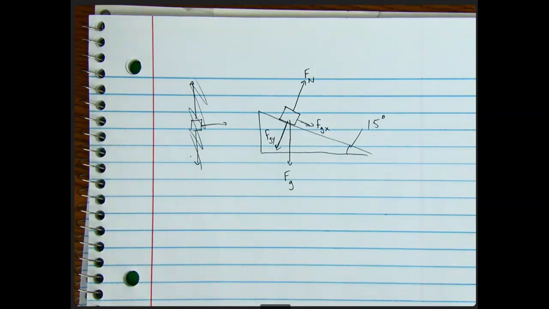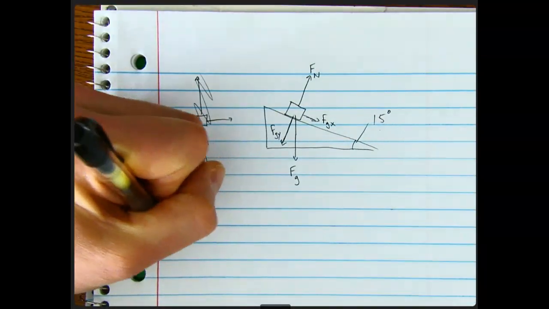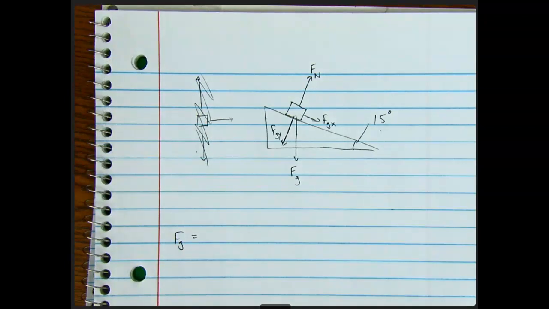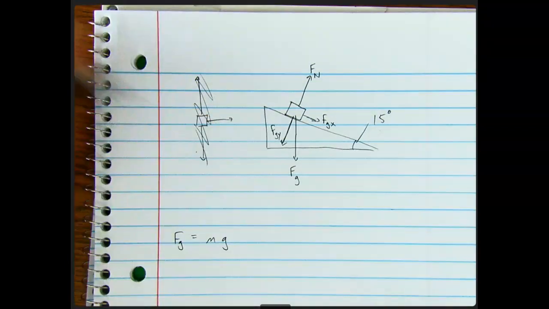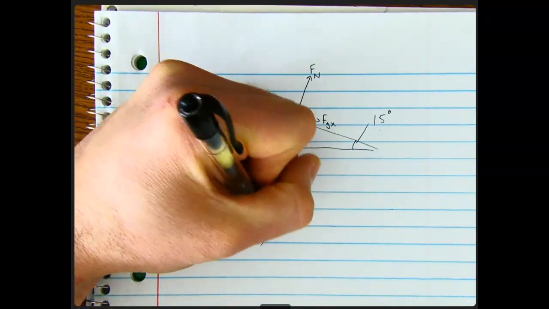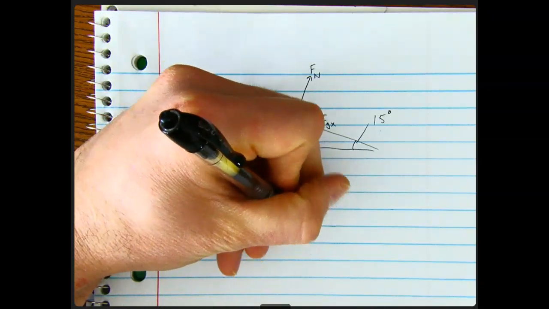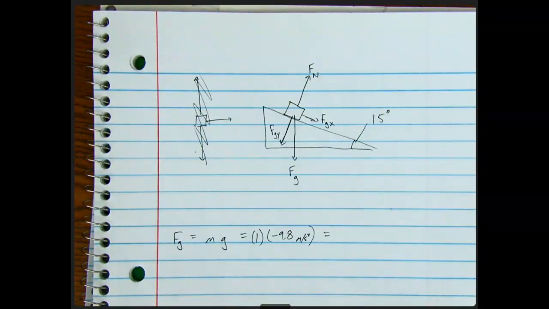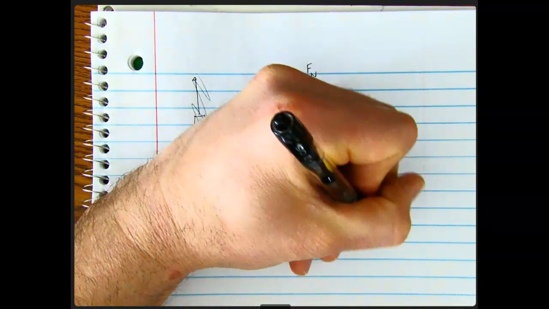Now from here we can start to actually plug in some numbers. We know that the force of gravity is equal to our mass times the acceleration of gravity. For us, the mass was 1 kilogram and the gravity was negative 9.8 meters per second squared. So that's going to equal negative 9.8. So that is the force of gravity.